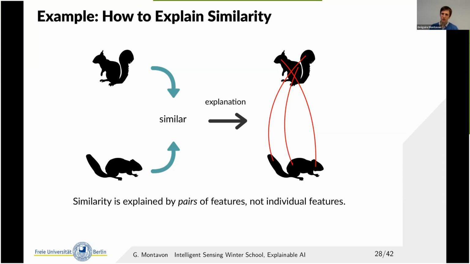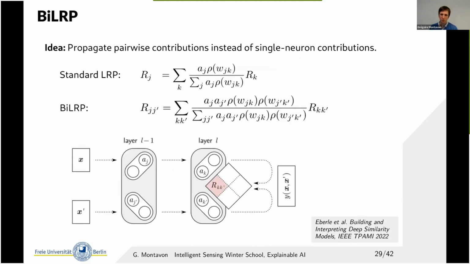So LRP or other explanation techniques typically are not designed to build this kind of higher order attributions in terms of pairs of features. And we developed a method which is called BiRP, which can do that. The idea is that you start with a standard LRP rule. Again, the reason why we want to use LRP is that we can compute explanations in a single backward pass, which is fast.